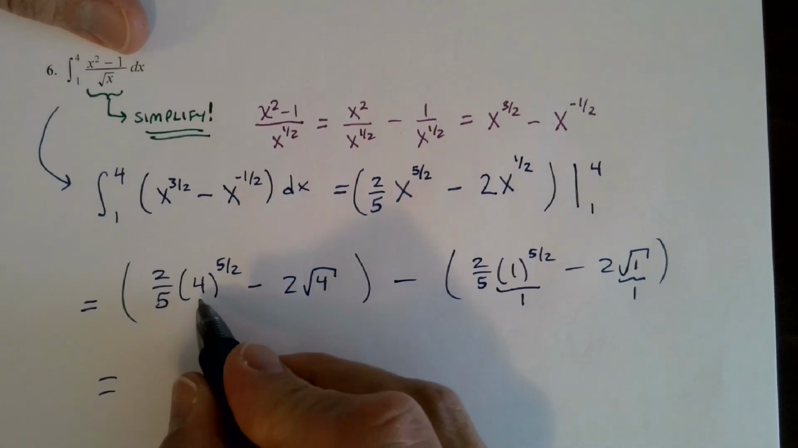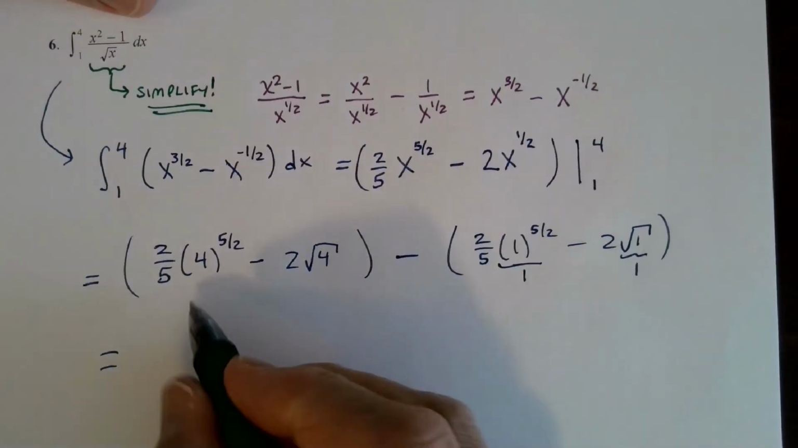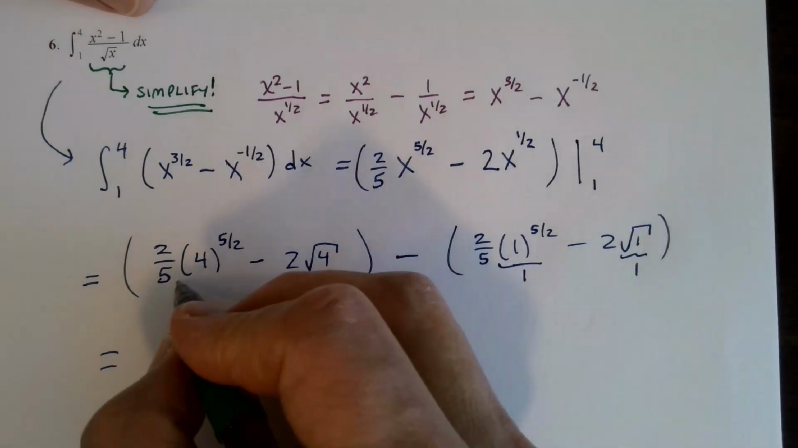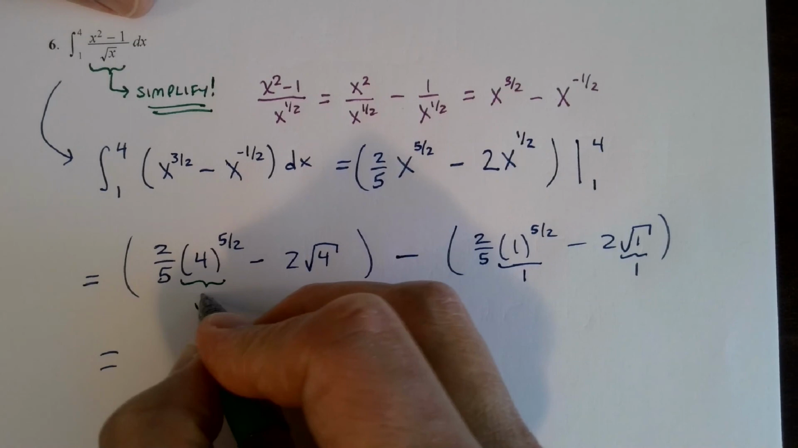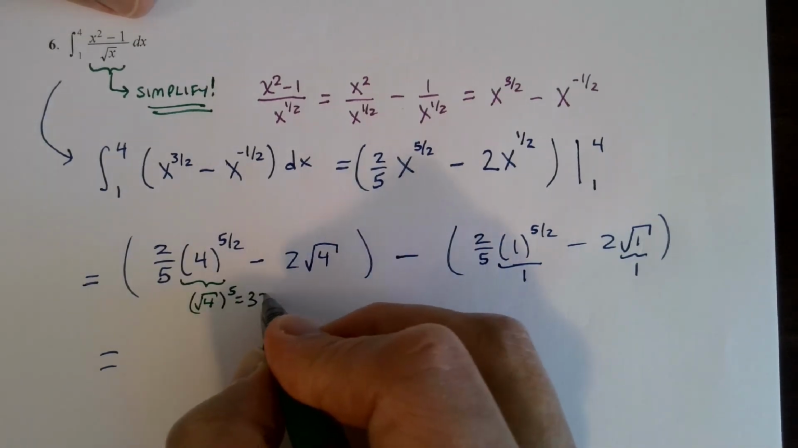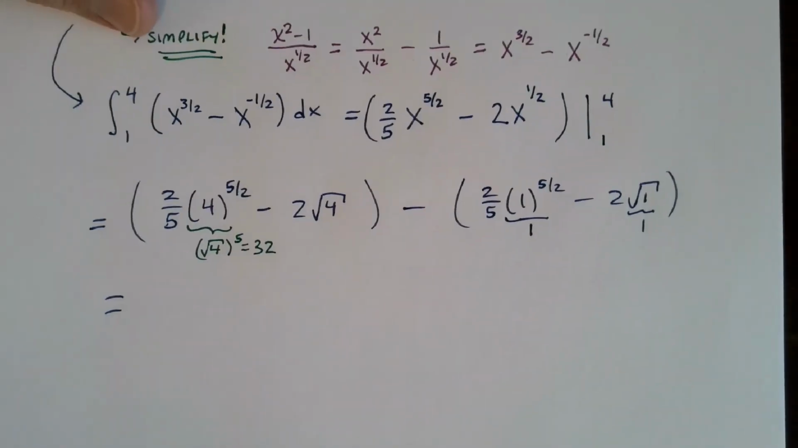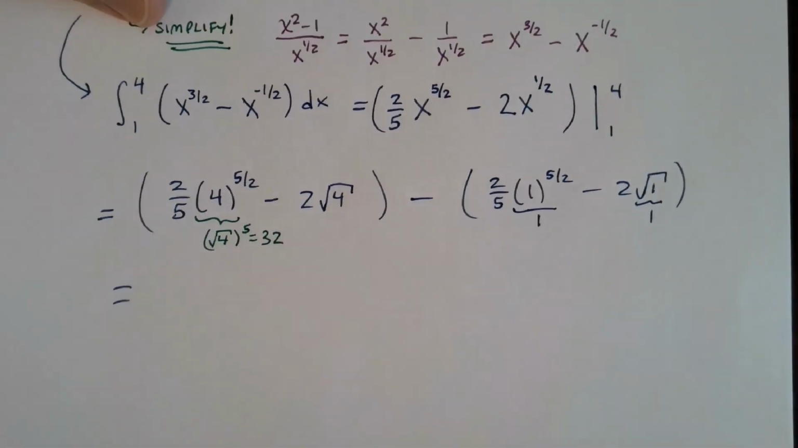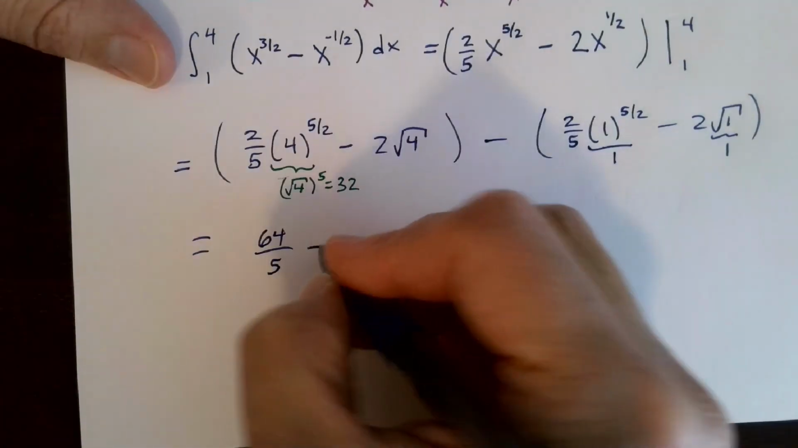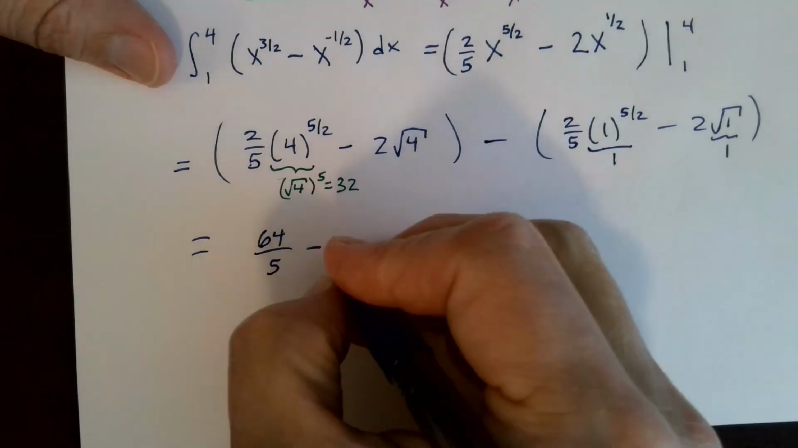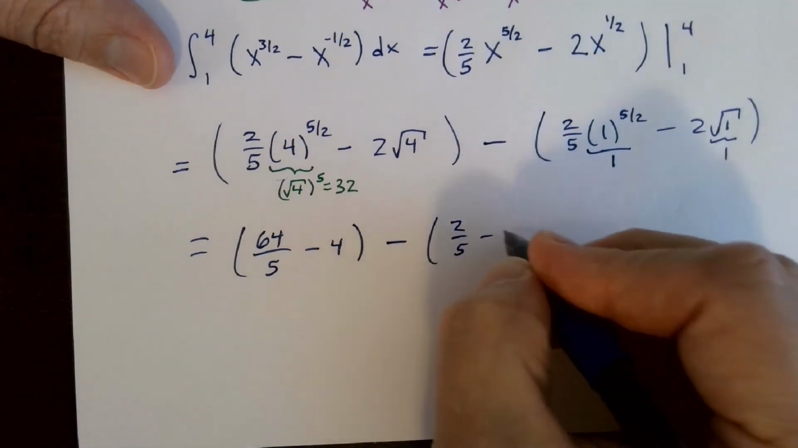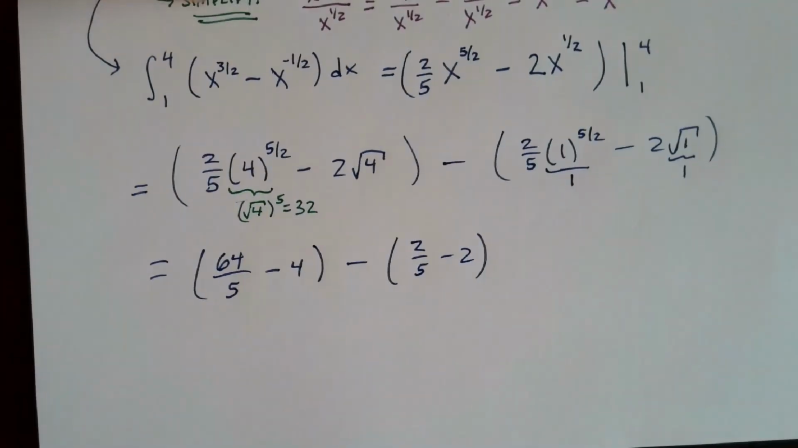What is 4 to the 5/2 power? Well, 5/2 means square root and then to the 5th power. So this is the square root of 4 and then to the 5th power. Square root of 4 is 2. 2 to the 5th is 32. 32 times 2, 64 fifths. So there's this expression. Minus 2 times what? Square root of 4 is 2. 2 times 2 is 4. And as we said here, we had 2 fifths minus 2. Right? So we have a little bit of work to do.